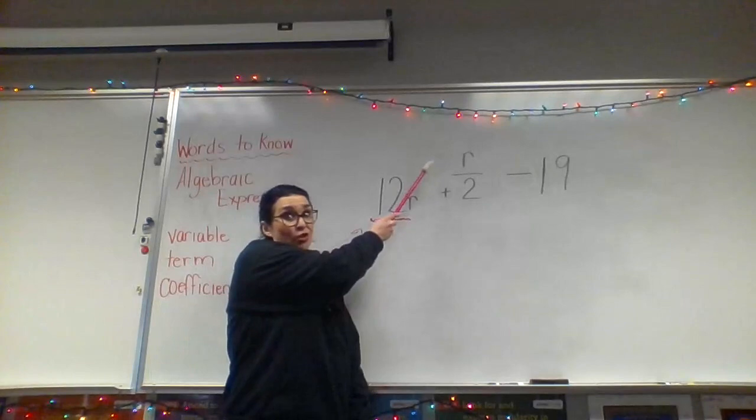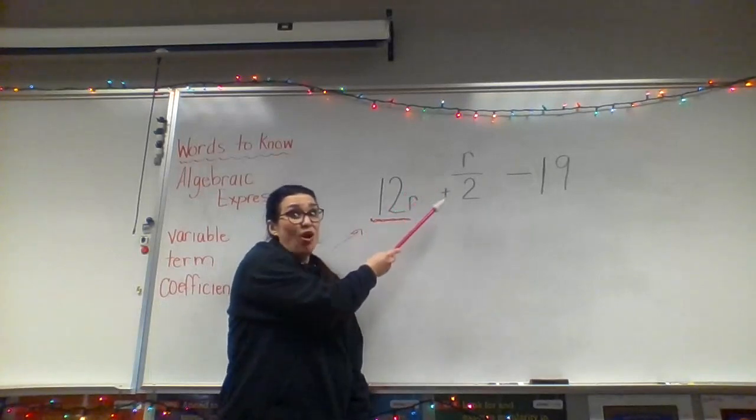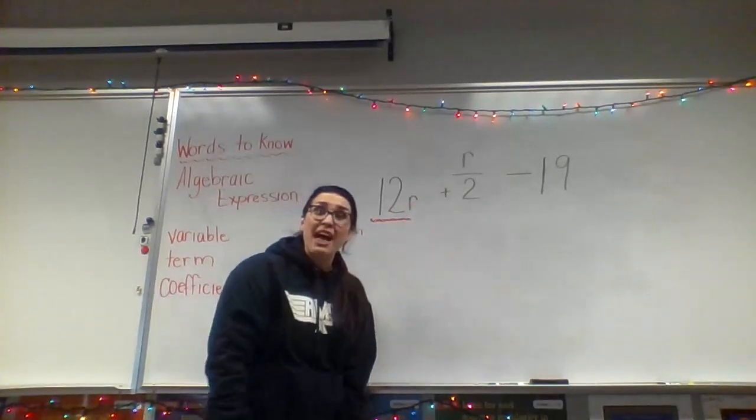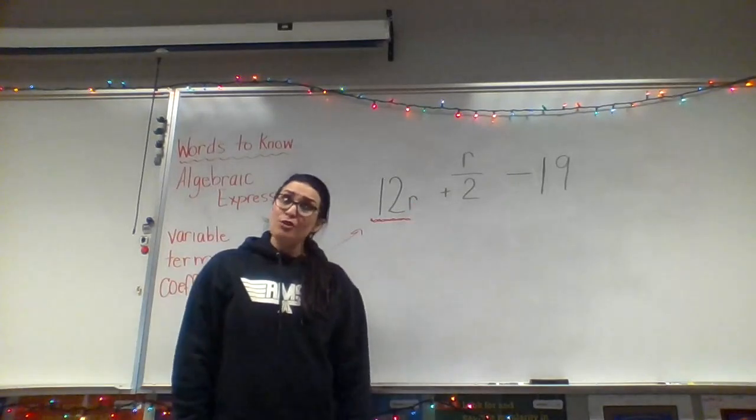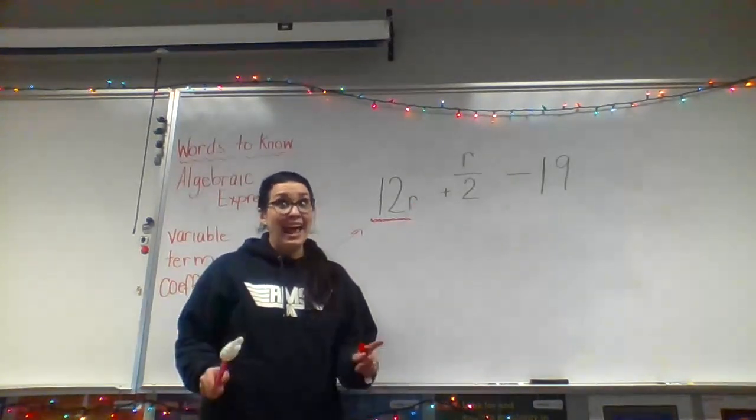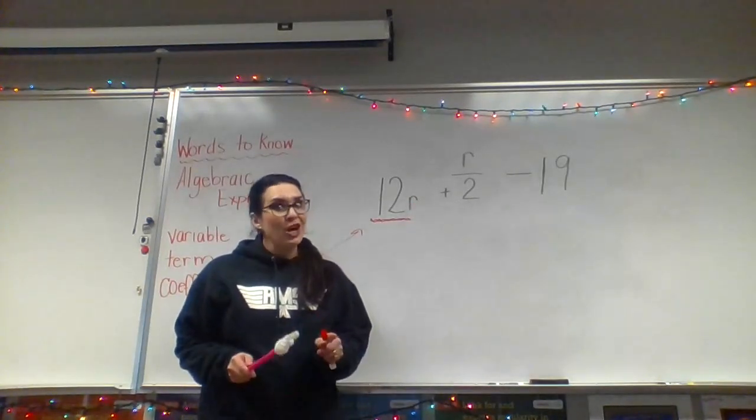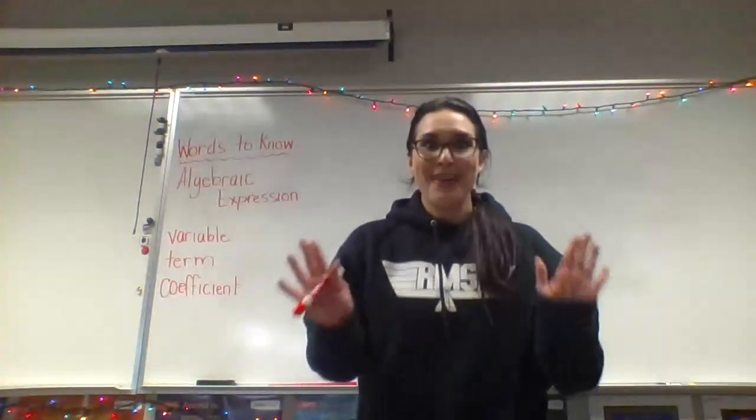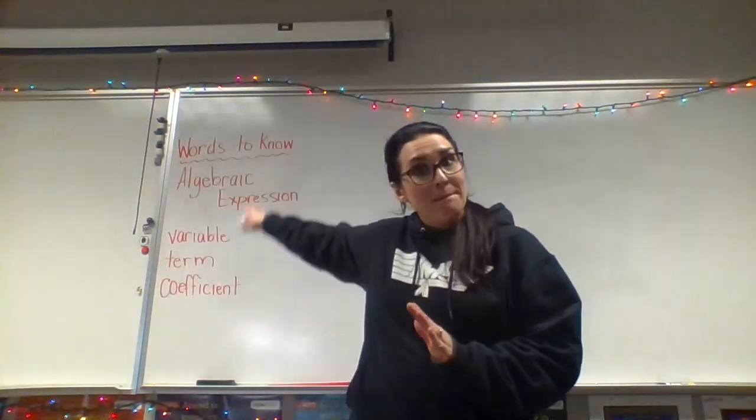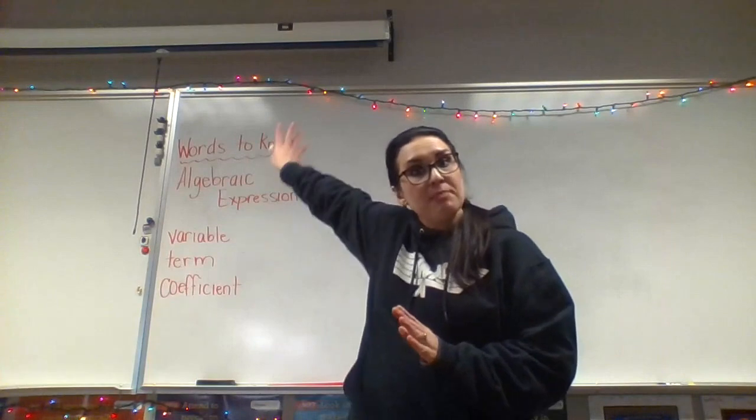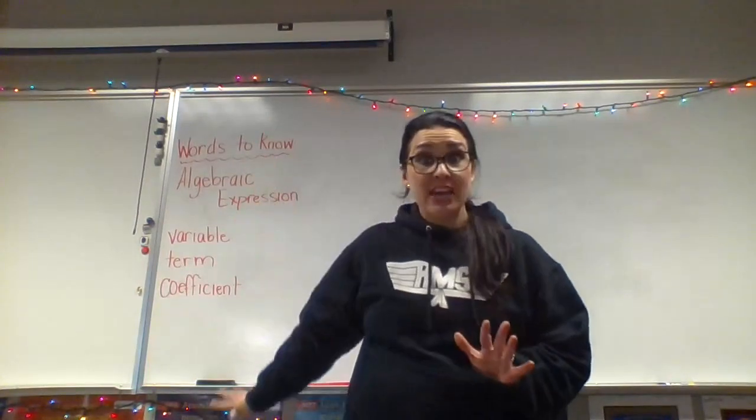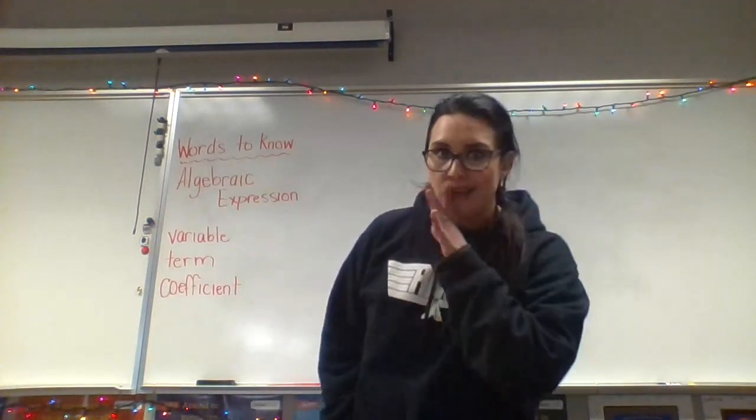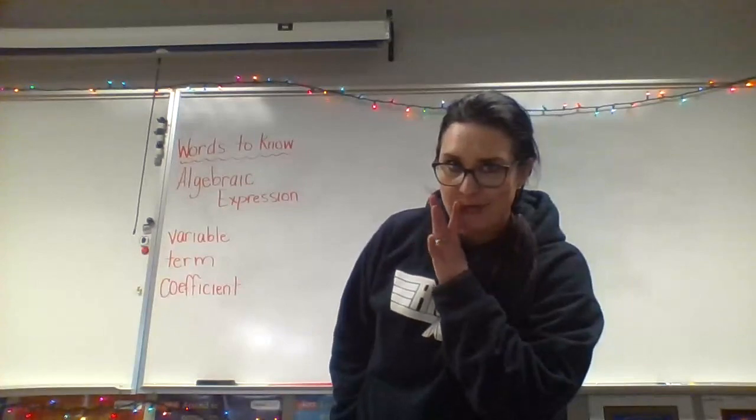Yes, I know that there's a variable right here, and yes, I know that there's a whole number right here. However, my friends, in r over 2, that represents division, and coefficients only go with multiplication. Okay, so now that we have some basics going on, please make sure that these words are in your beautiful math notebook because you're going to see them again, my friends.